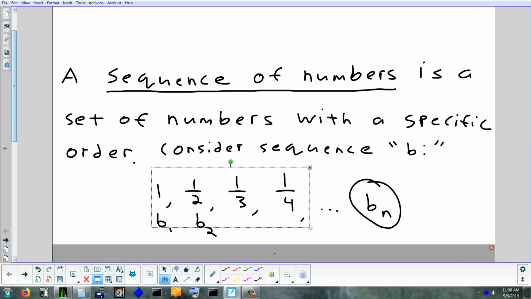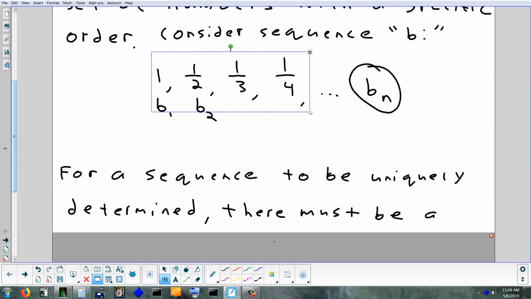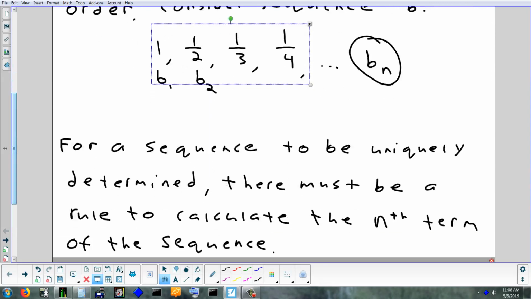Okay, so any questions on how you refer to a specific term in a sequence? So, for a sequence to be uniquely determined, there has to be some kind of rule or formula that's generating those terms. Now, we're going to talk about two different types of formulas. We're going to talk about what's called explicit and recursive. Does anybody remember those? Explicit and recursive? Okay, so one type of formula is better than the other.